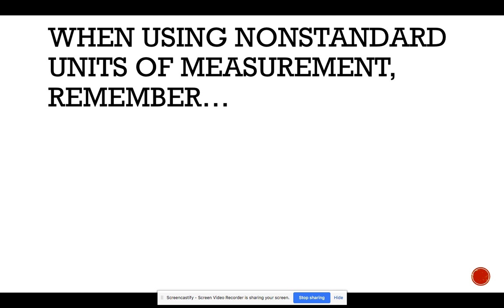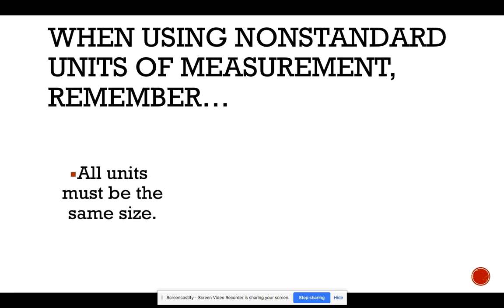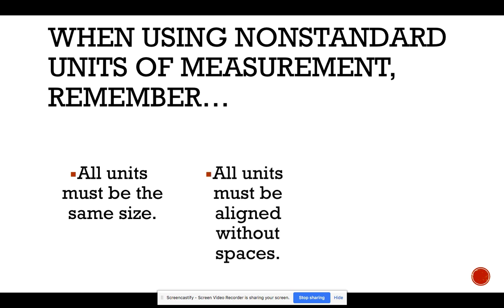So today, when you're using non-standard units of measurement, remember, all of the units must be the same size, all of the units must be aligned without spaces, and the units are not overlapping.